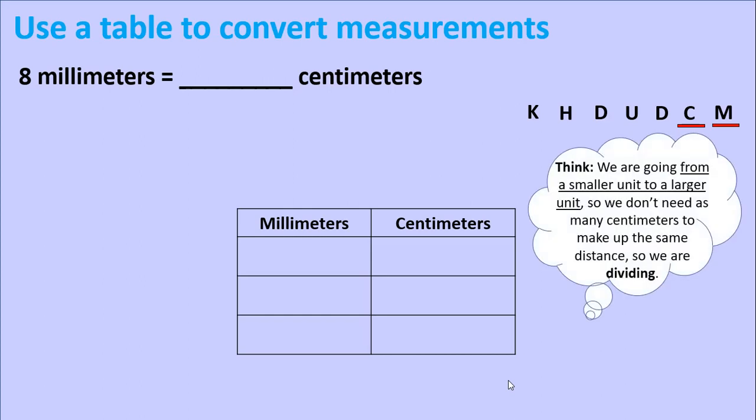Think, we are going from a smaller unit to a larger unit, so we don't need as many centimeters to make up the same distance. We are going to be dividing. Here, we're moving over one place to the left, so we're dividing by 10.